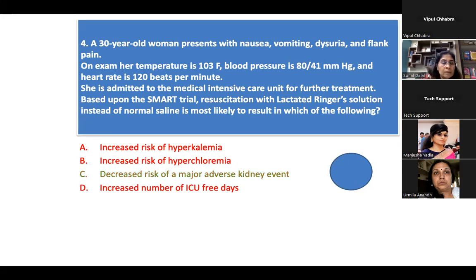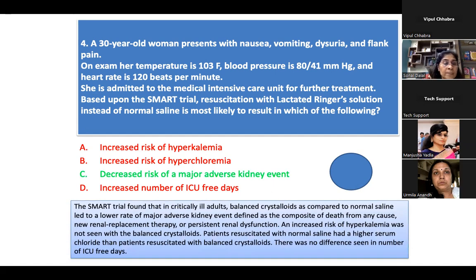Time up. The correct answer is decreased risk of major adverse kidney event. Usually we feel that it is hyperchloremia. Basically, the SMART trial found that in critically ill adult patients, balanced crystalloids as compared to normal saline led to a lower rate of major adverse kidney events, defined as a composite of death from any cause, new renal replacement therapy, or persistent renal dysfunction. So this is the correct answer.